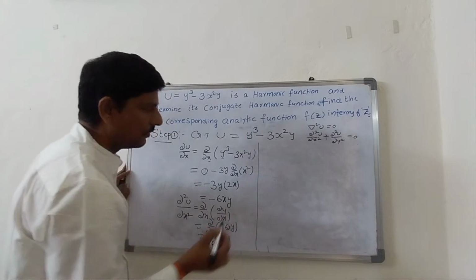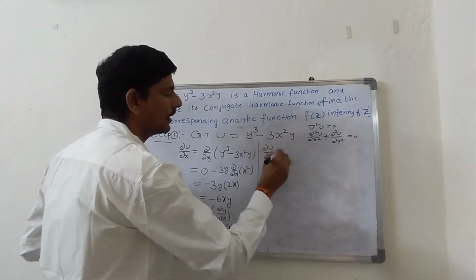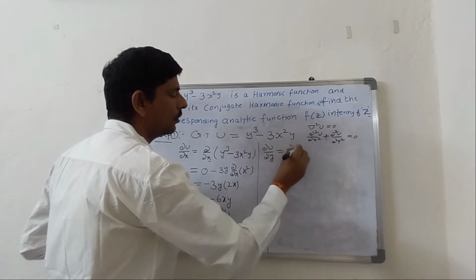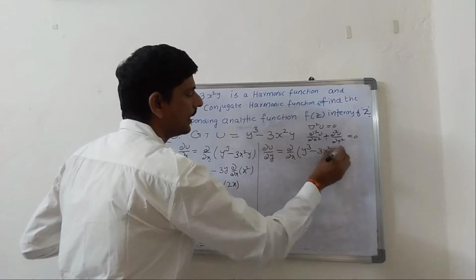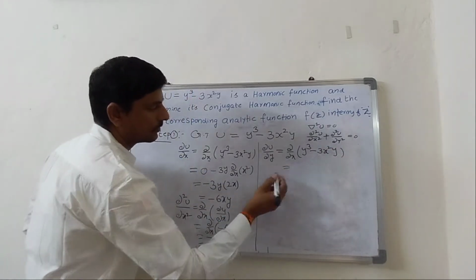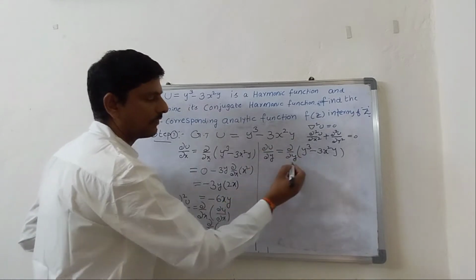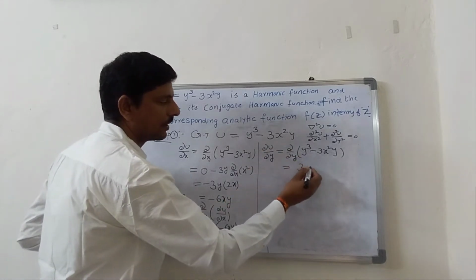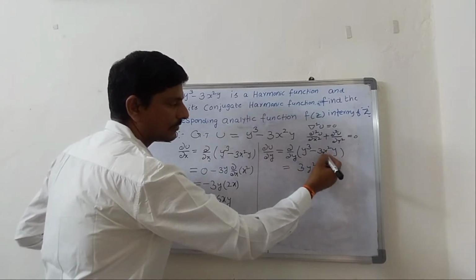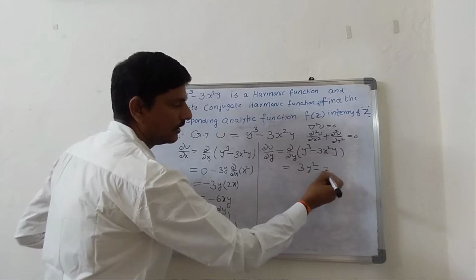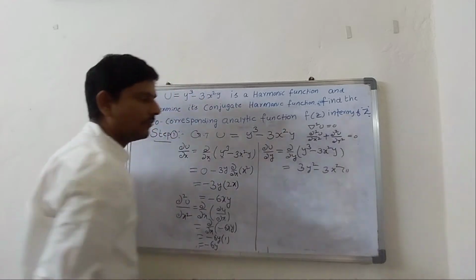Clear? Now similarly we are finding dou u by dou y. That is dou by dou y of y cube minus 3x square y. Now with respect to y, y cube differentiation is exactly 3y square, minus, with respect to y 3x square is treated as constant, y differentiation is 1, so minus 3x square into 1.